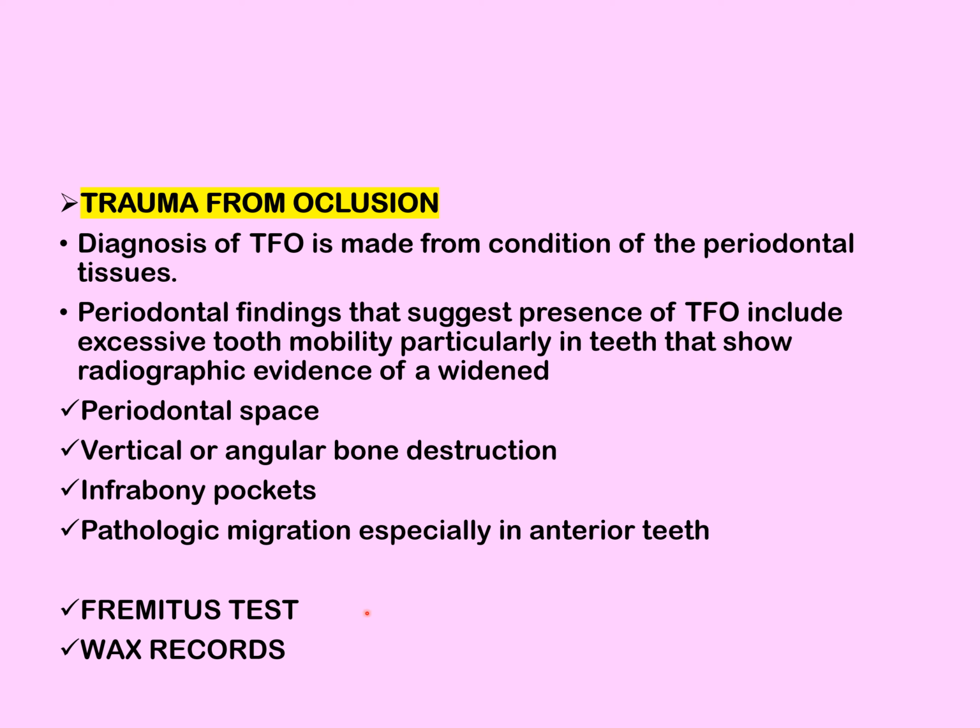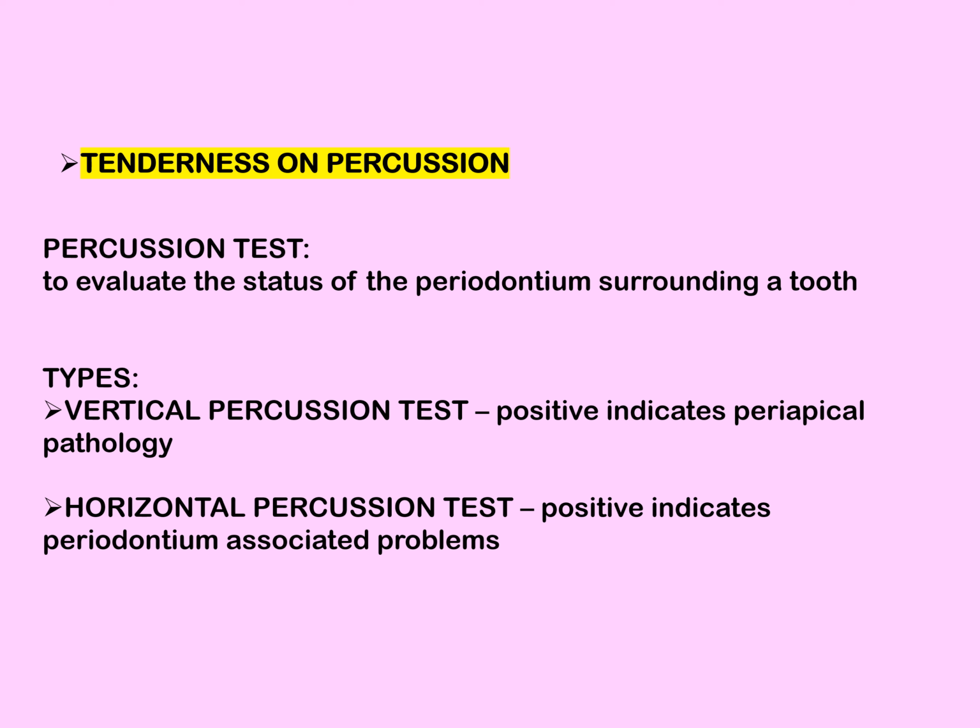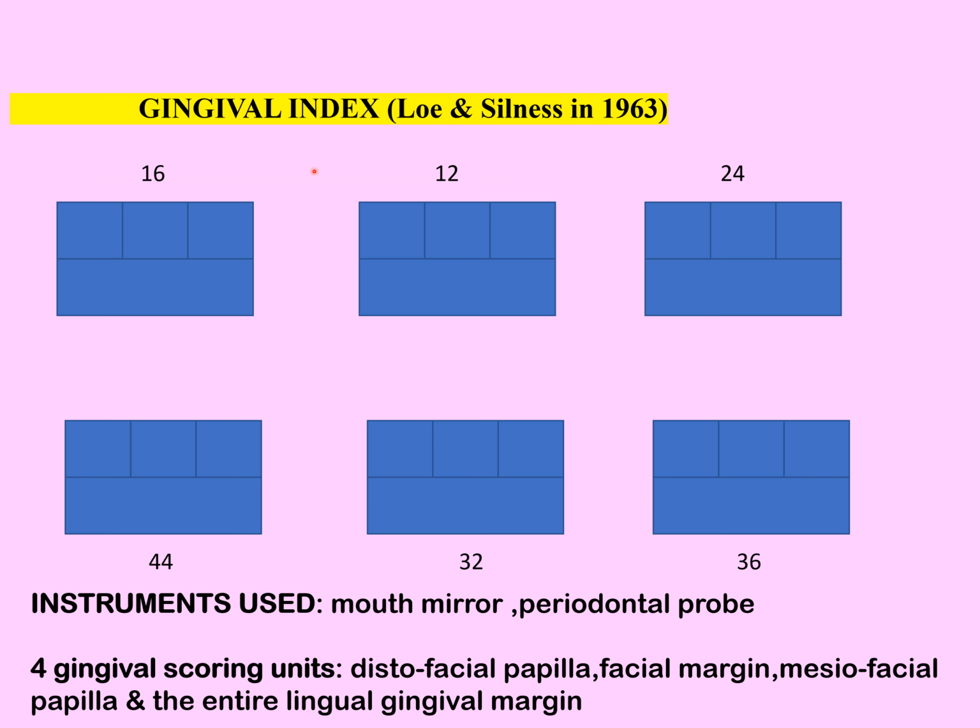Next is tenderness on percussion. Percussion test is done to evaluate the status of periodontium surrounding a tooth. If there is a positive vertical percussion test, it indicates presence of periapical pathology. A positive horizontal percussion test indicates presence of periodontium associated problems.